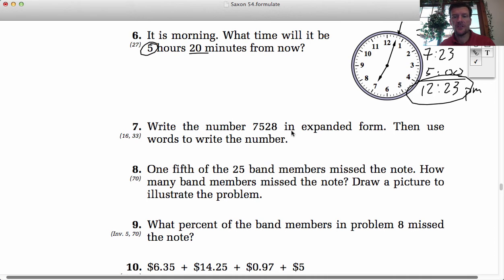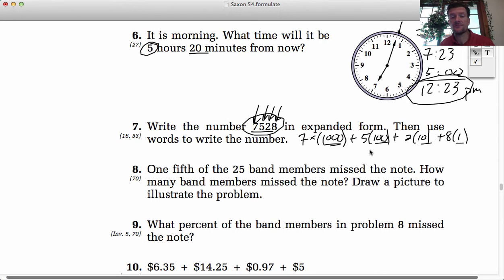Okay, write the number in expanded form, 7,528, then use words to write the number. So 7,000, that means actually 7 times 1,000 plus 5 times 100 plus 2 times 10 plus 8 times 1. That's what that actually means. When you put those digits in a specific place, they actually have specific values. Okay, and then the words here you can probably figure out. 7,528.